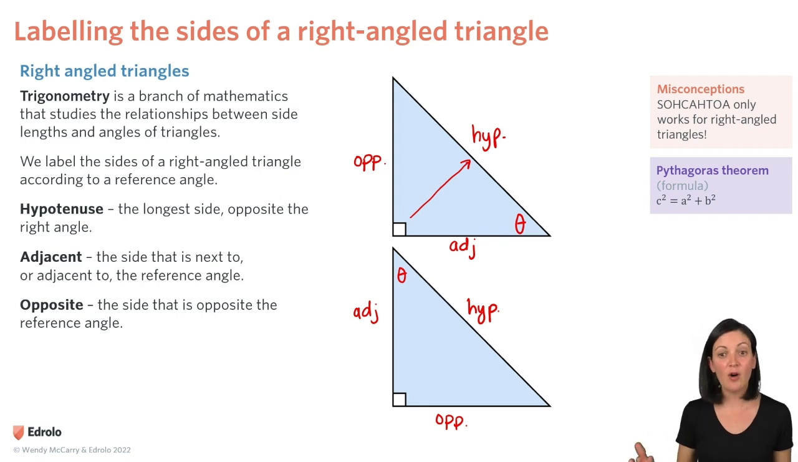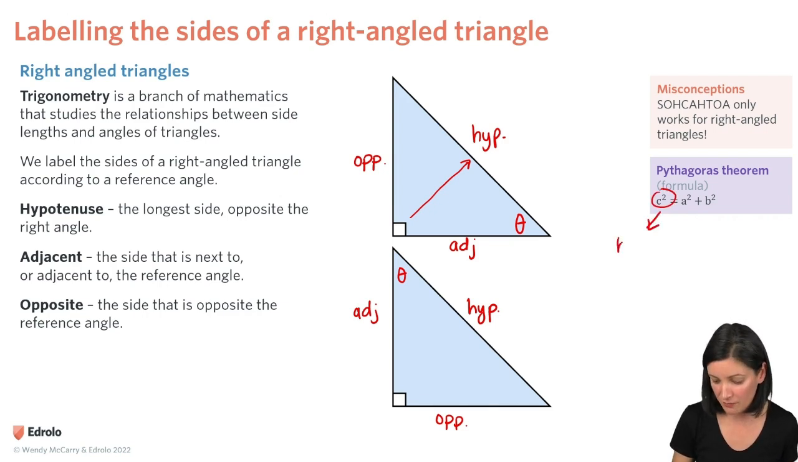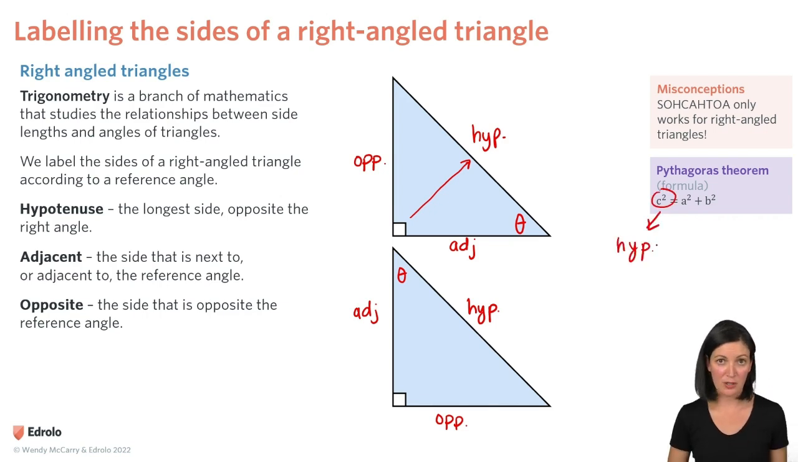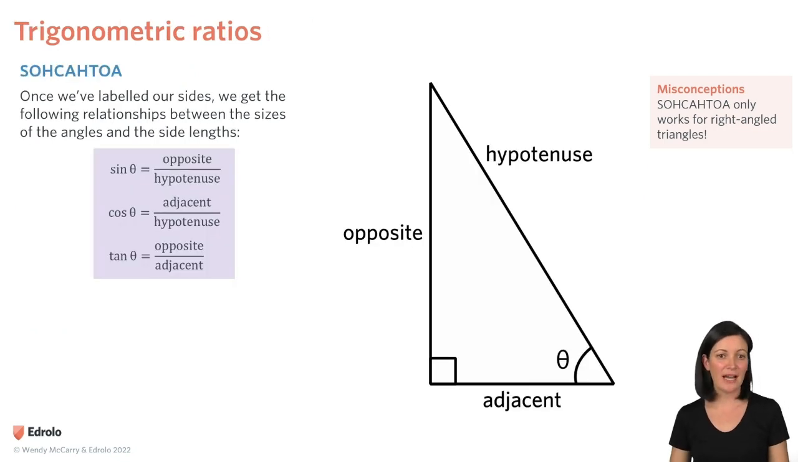Now I've also included Pythagoras theorem. That's probably something that you've used for a long time in your maths classes, but here we have c squared equals a squared plus b squared. It's important to remember that c squared is referring to the hypotenuse. So once we've labeled our sides, we get these three relationships between the size of the angle and the lengths of the sides of the triangle.